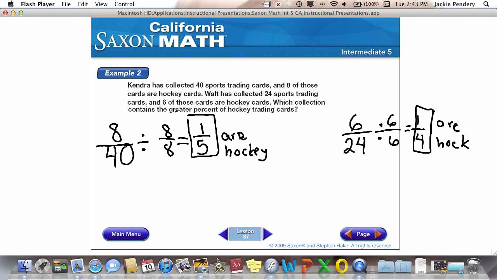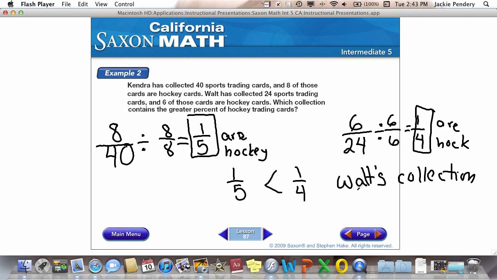So the question asks me then, which collection contains the greater percent of hockey cards? Well, we have 1/5 and 1/4, and I know that 1/4 is greater than 1/5. So your actual answer is, Walt's collection, in a complete sentence. Okay, and I know you'll finish this in a complete sentence. Walt's collection contains the greater percentage of hockey cards. Okay, now I've only looked at this as a fraction. Let's take this fraction and convert it to a percentage now.